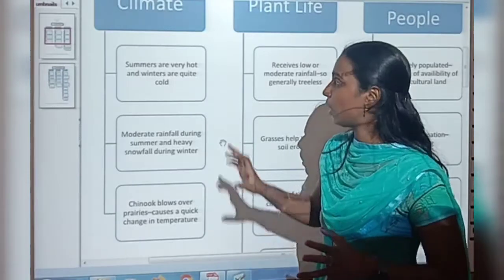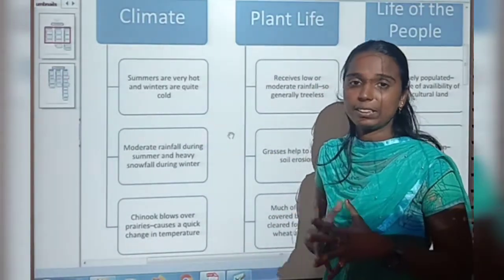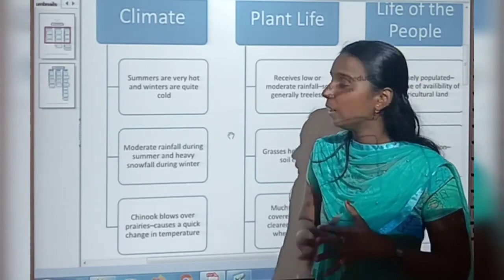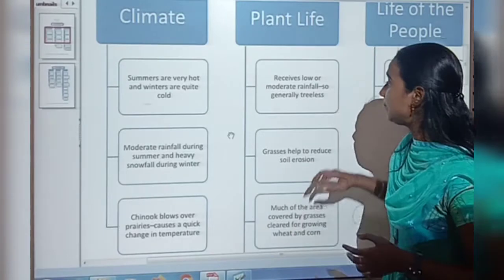So, this Chinook blows over the prairies and this causes a quick change in the temperature in this temperate zone. Okay, so how will be the climate in the temperate zone? The summers are very hot and the winters are very cold. Okay, so that's all about the climate. Now shall we see how will be the plant life here?